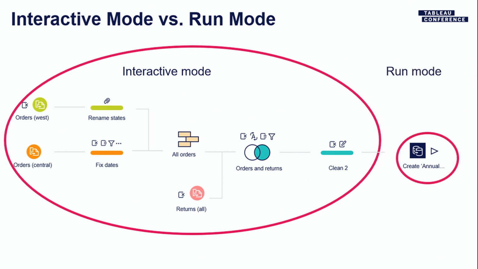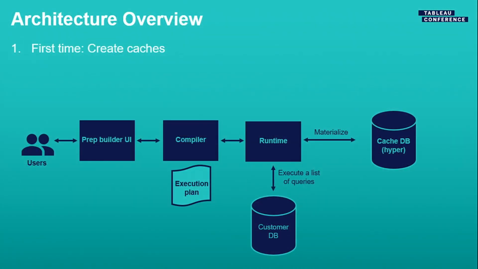Why do we have 2 different modes, and what are the differences? In the interactive mode, it uses the caches as you step through the flow. However, run mode runs the flow on the actual full set of data. Now, what is happening behind the scenes?